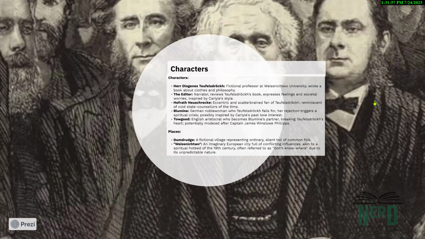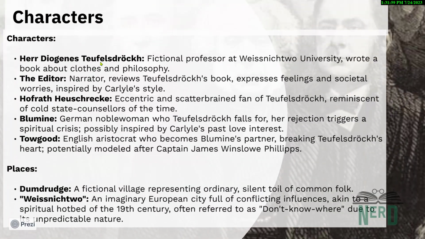Now we'll move to the characters. As you can see, we have the list of characters. This is our main character, the fictional professor at Weissnichtwo University. Anyway, he wrote a book about clothes and philosophy. And then there is a character, the editor, the narrator, who reviews the book and expresses feelings and societal worries inspired by Carlyle's style. And again, another character is there, Hofrath Heuschrecke.